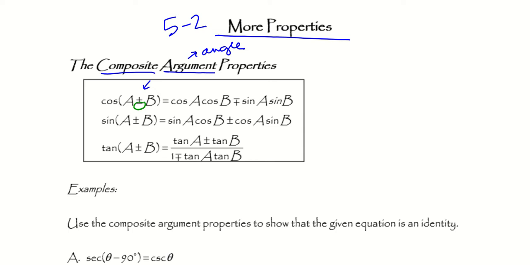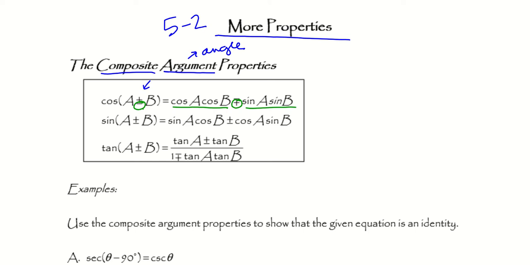If within the cosine we are subtracting 2 angles, so we have the cosine of A minus B, then the identity says that that is equal to the product of the cosines of each of those 2 angles. Now where this is minus, this will be plus the product of the sine of the 2 angles. So that's our composite argument for cosine.